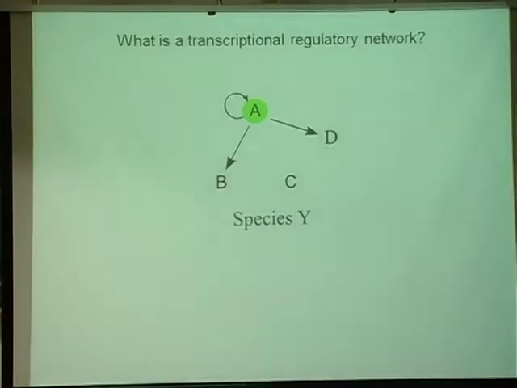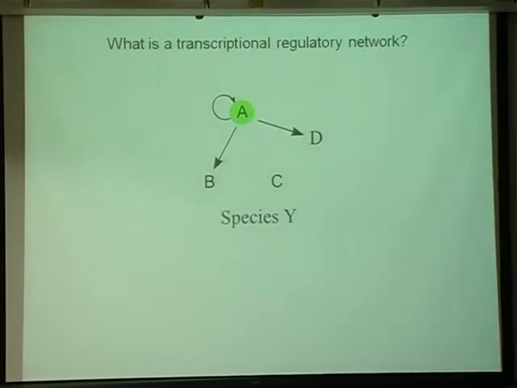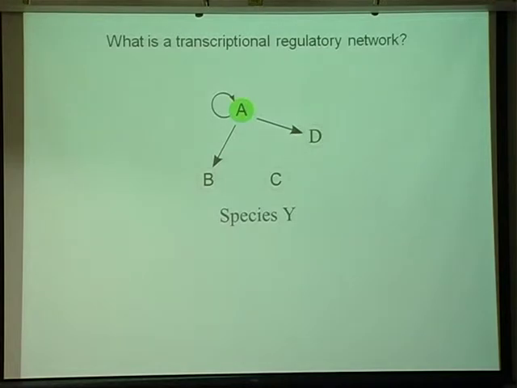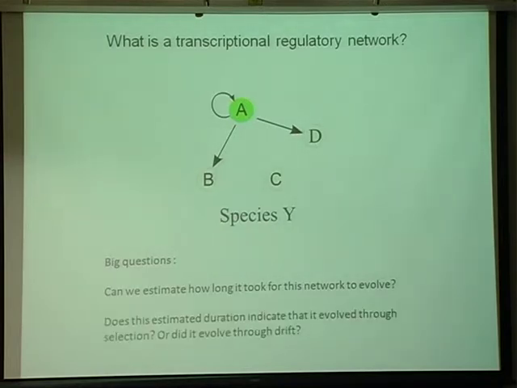By regulatory network, I just mean a transcription factor or a set of transcription factors that bind the promoters of different genes and influence their production. So in this hypothetical network here, in some species Y, the transcription factor A binds the promoters of genes B and D, and alters their production. So the question I'm interested in is, how long does it take for a network like this to evolve? And specifically, if I can estimate this time, is it possible for me to tell if this network evolved through selection or through drift?